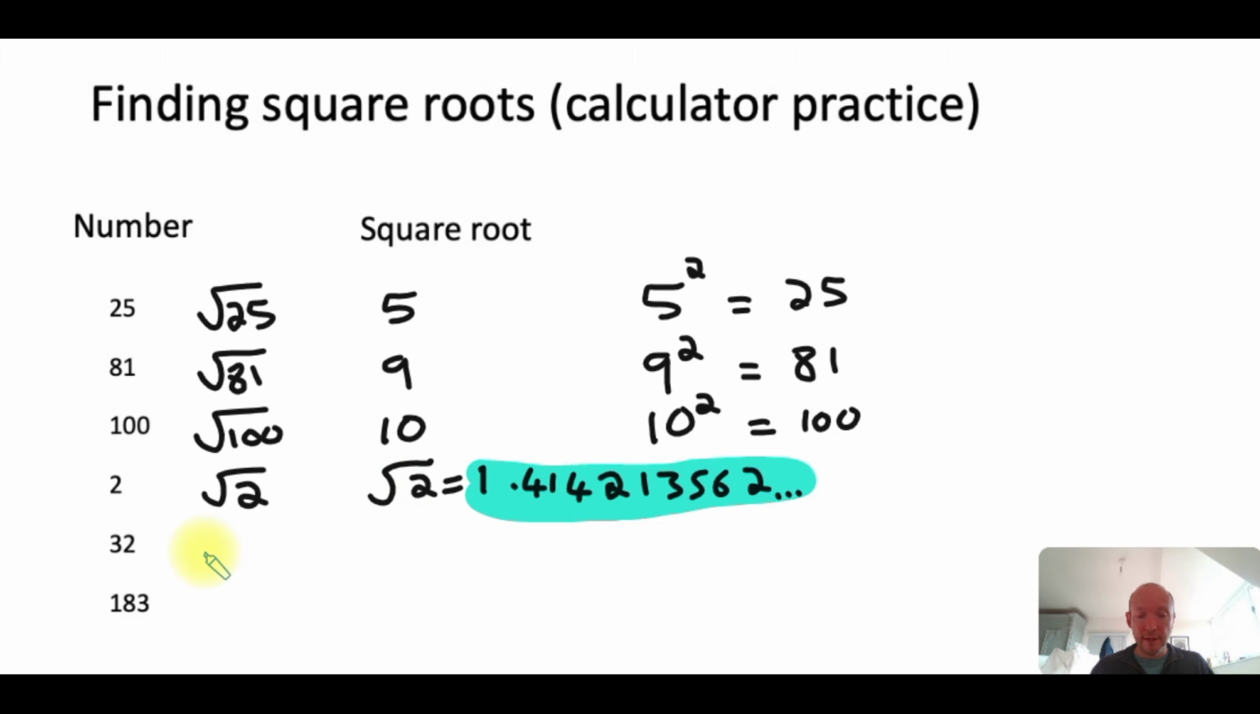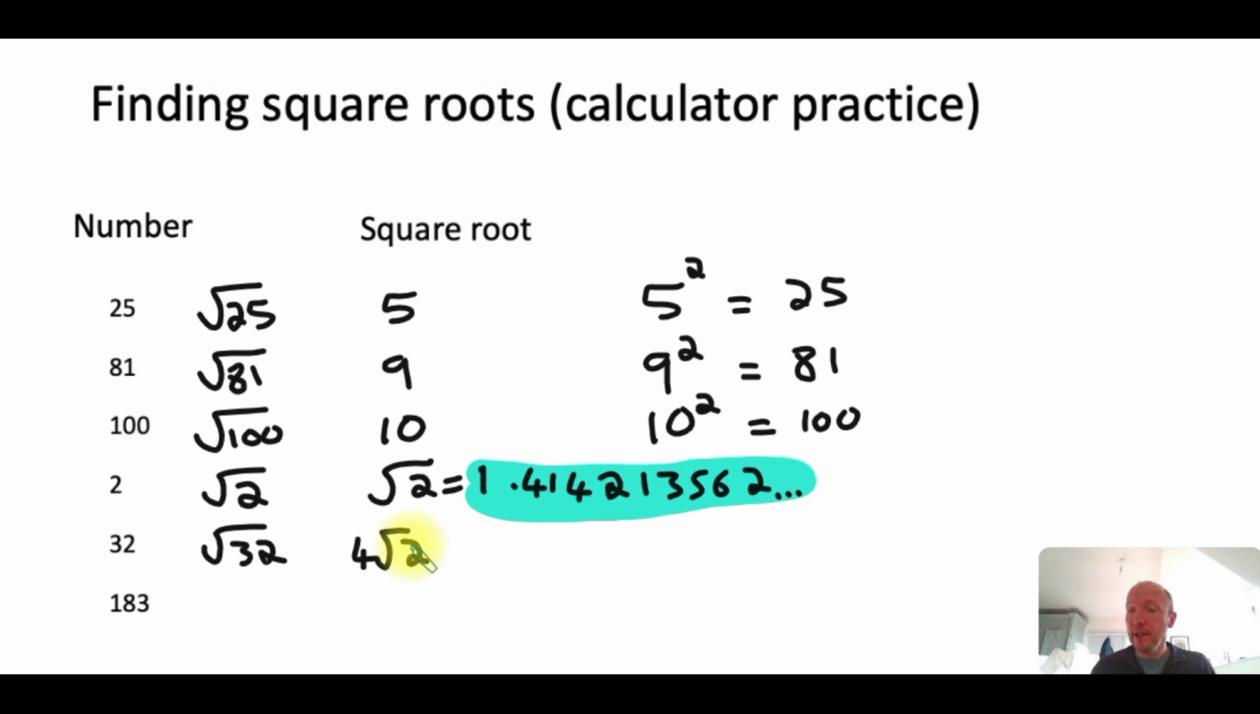Right, let's try again. Let's try the square root of 32. So again, I type into my calculator, square root 32. Again, another weird thing happens. This time it says this. I'll just pause for a second and let you catch up there. So square root 32 equals, and you get this funny looking thing here.